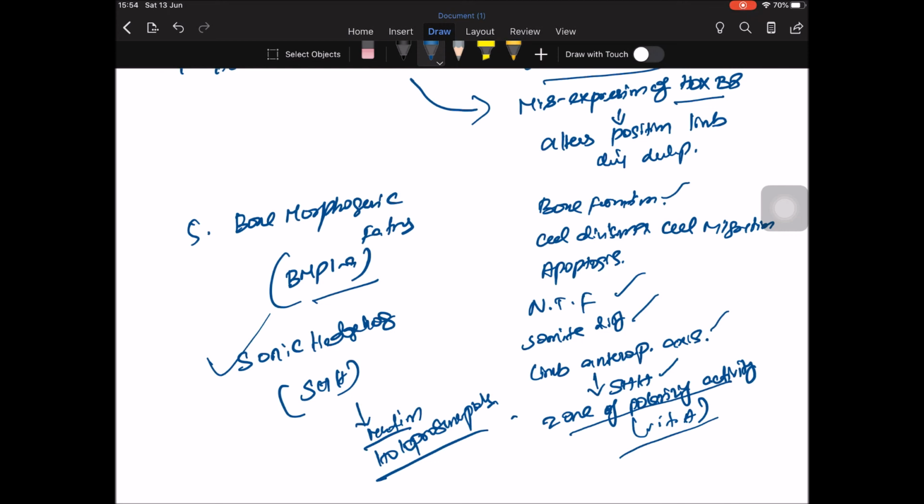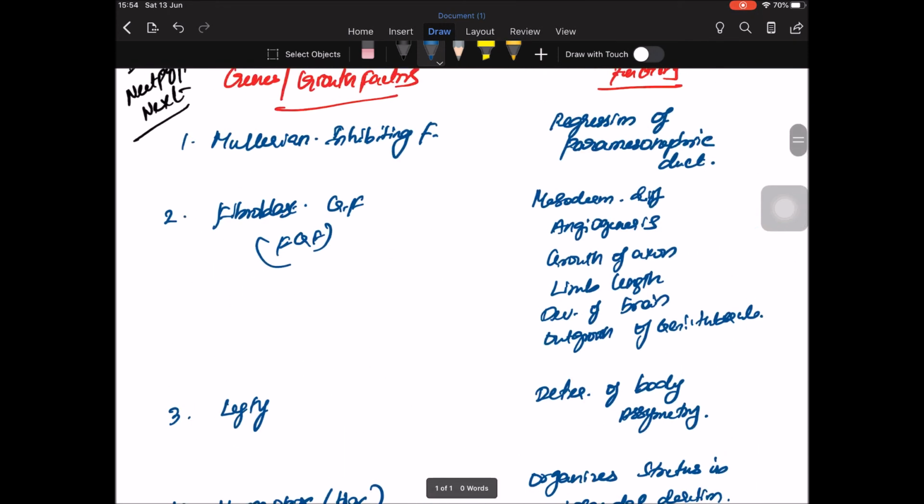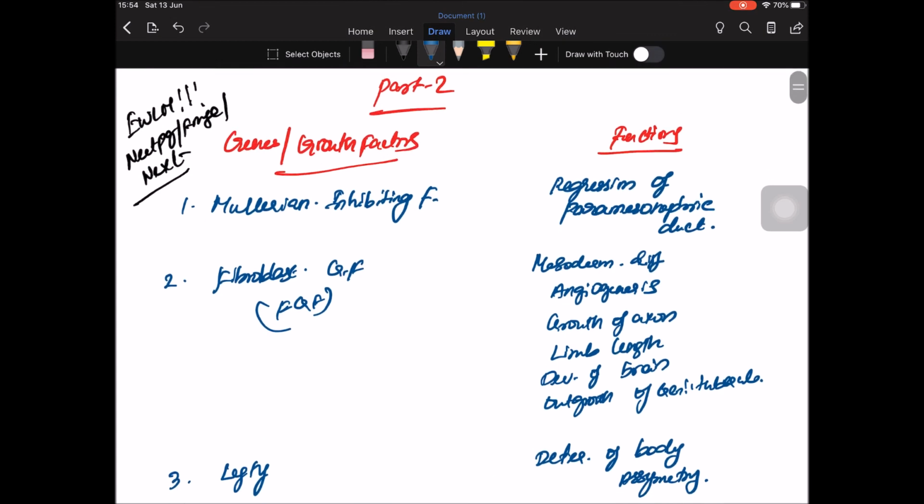So this is all about the genes and growth factors in embryogenesis. This is helpful for FMG, I mean NEET PG preparation.